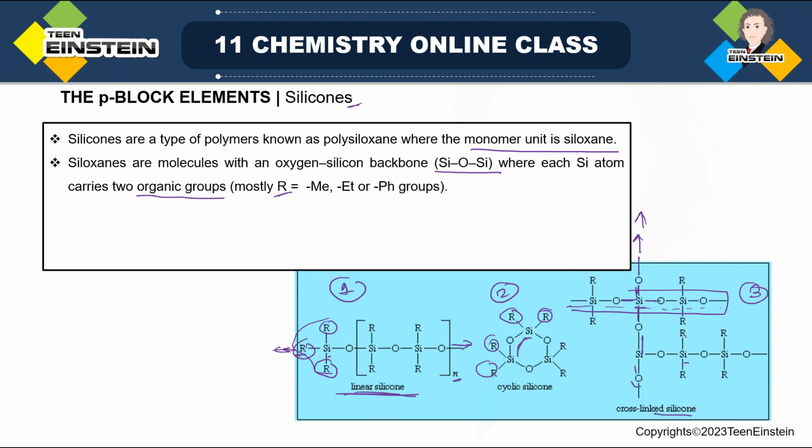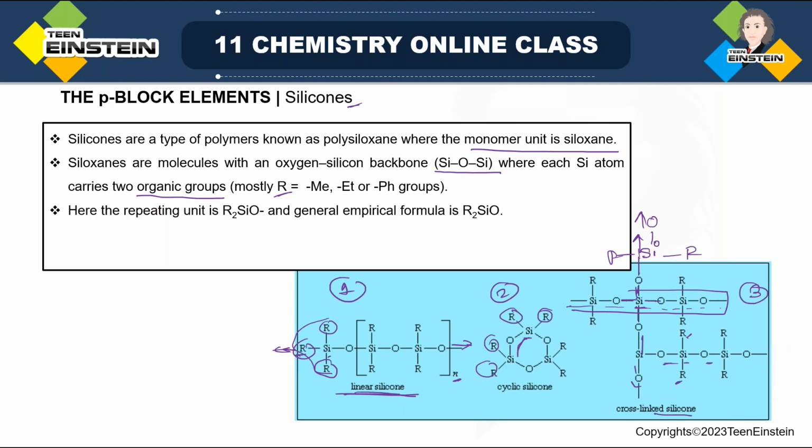Only when silicon has 2 R groups and 2 oxygens, then it continues as linear. But suppose on both sides there are a total of 4 oxygens, so this side can be continued because there will be another silicon and R group, then another oxygen. So that is why it is called cross-linked: not just linearly is it continuing, it is cross-linked.